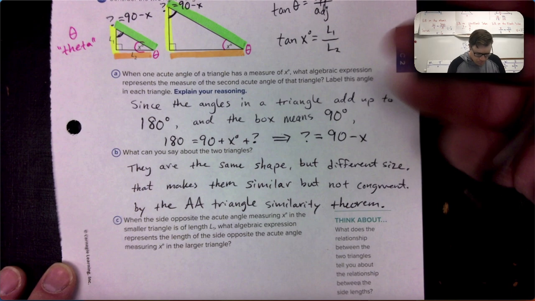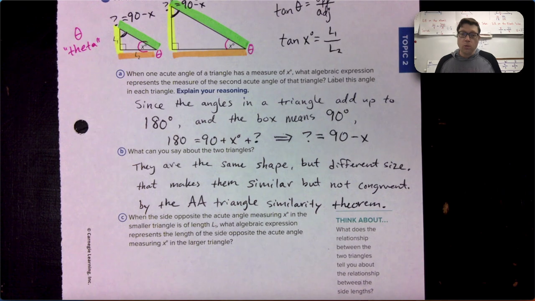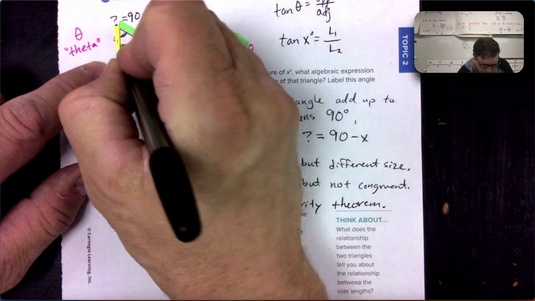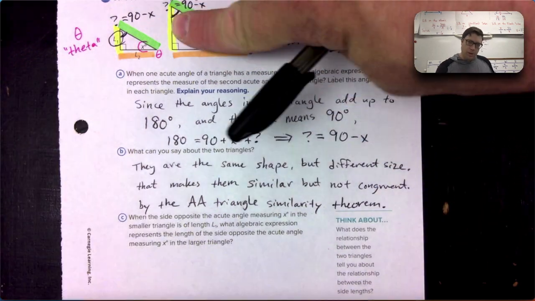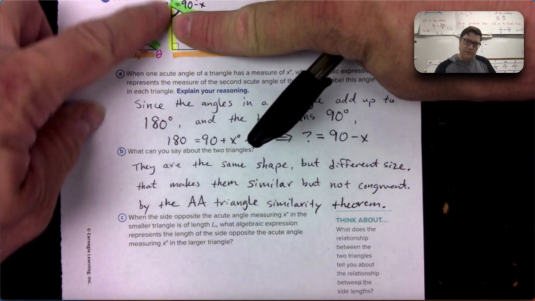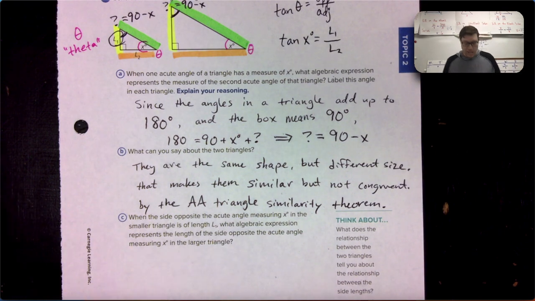Let's go to the last one. When the side opposite the acute angle, measuring by x, is in the smaller triangle of length L1, what algebraic expression represents the length of the side opposite the acute angle measuring x in the larger triangle? I had to wrap my head around this question for a second. If this is L1, down here in the bottom, then what expression is going to be the length of the side opposite from it? And then it reminded me of the idea of scale factor.